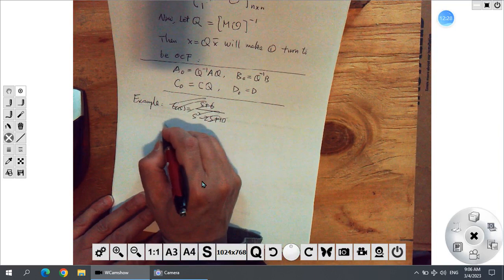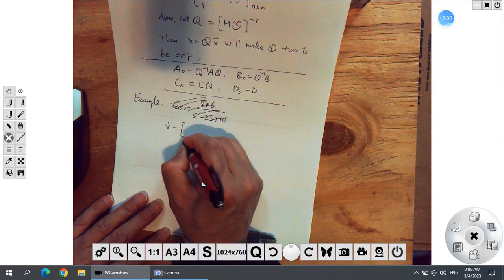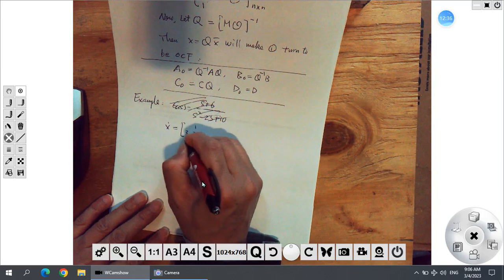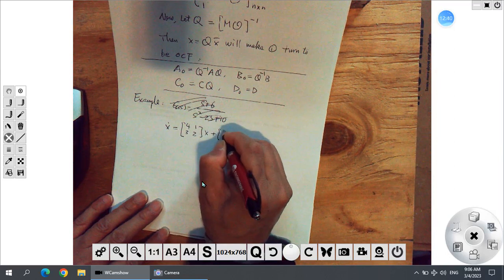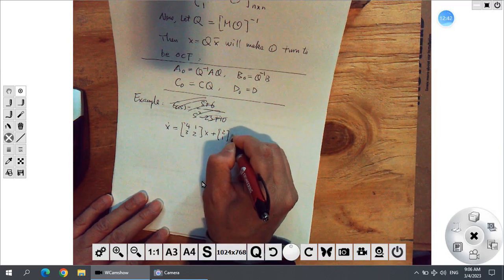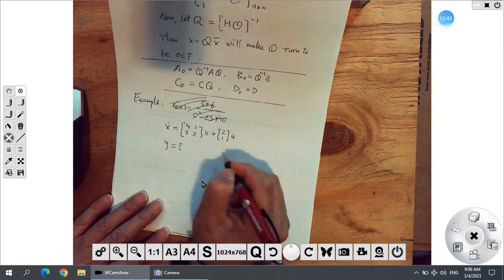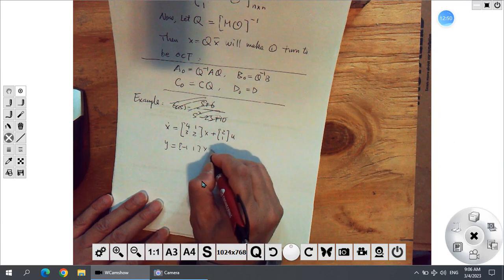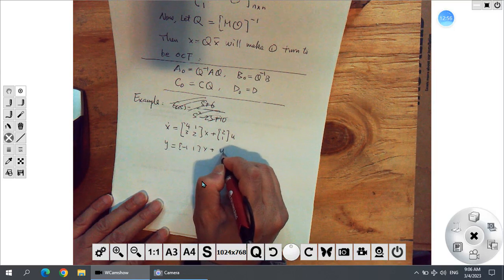Okay, I have x dot equal to some A, I give anything, 1, 2, 3, 4, times x plus B, 2, 1, times U, and y equal to C, like negative 1, 1, times x plus D. Suppose no D. Alright, giving D is also fine. Plus U. The D is 1.